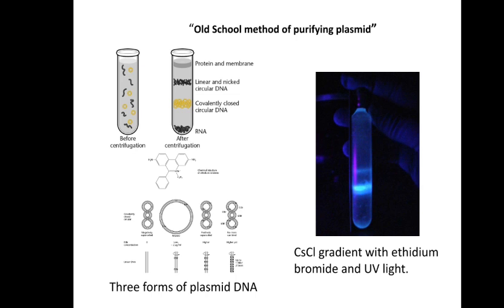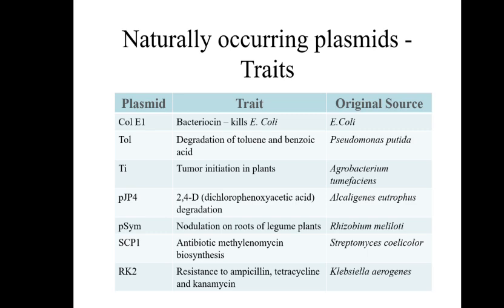So this is an old school method for purifying your plasmid DNA, which is nothing but your cesium chloride gradient in the presence of ethidium bromide, which is going to illuminate the DNA in the presence of UV light. You have three different forms of a plasmid, which are given in detail in this picture. Upon separation, the forms of plasmids are separated and the DNA is illuminated by ethidium bromide in the presence of ultraviolet light.